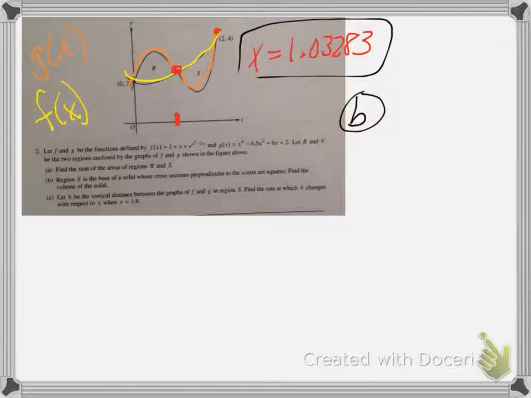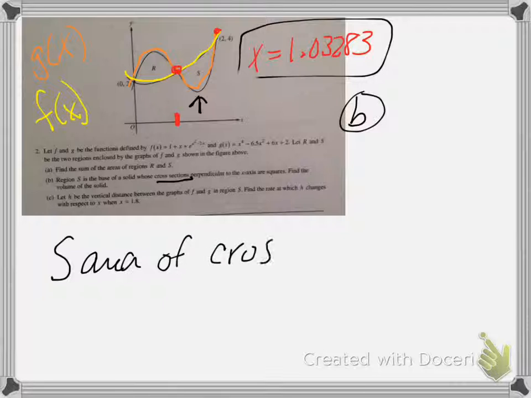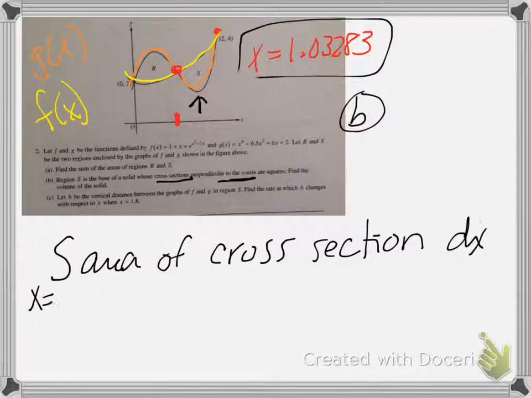Okay, now we're moving on to part B, which is just talking about region S. So we're just interested in this region over here, forget R. And I see the word cross-section. As soon as I see the word cross-section, I'm stopping, I'm making an integral, I'm writing area of cross-section. And then I'm looking to see what it needs to be perpendicular to, and it says perpendicular to the x-axis. So I know I have a dx, and I'm looking for x and x. So I know my integral, just for S, is going from 1.03283 to x equals 2.